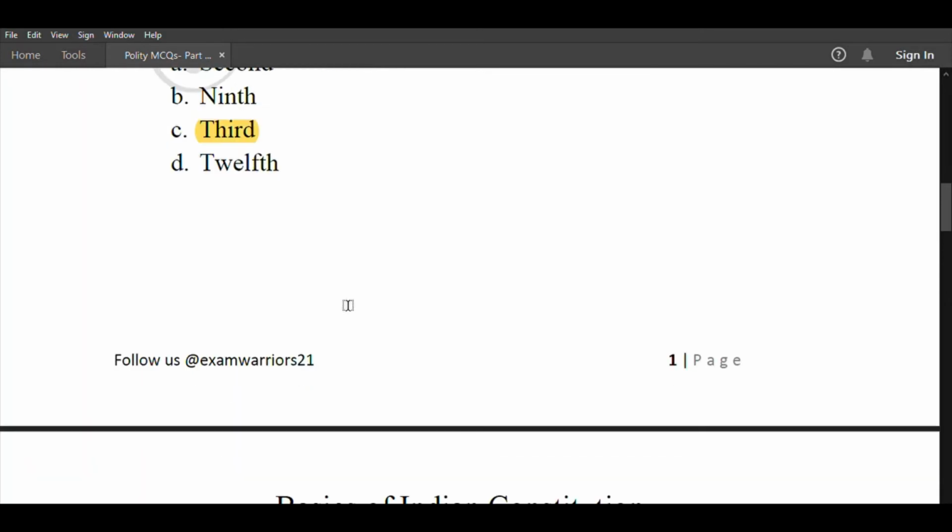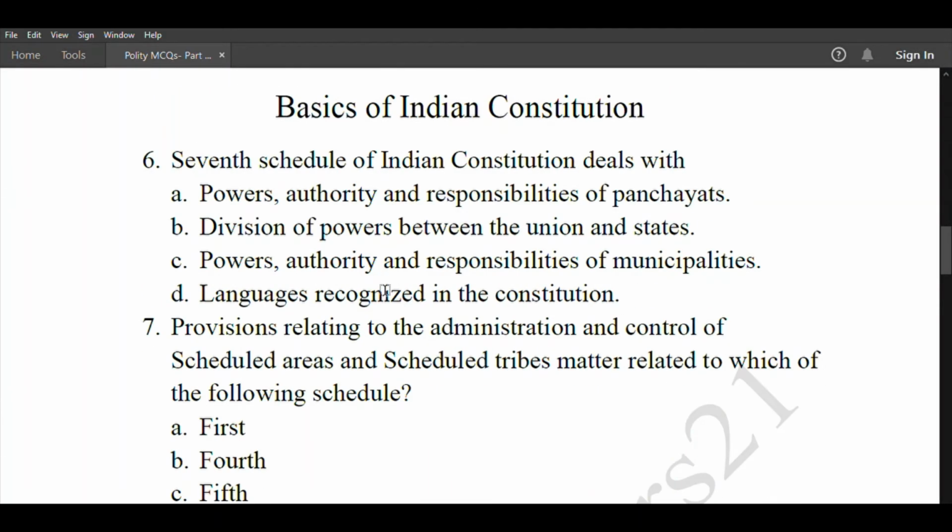And come to the next question. The sixth one is: 7th schedule of Indian Constitution deals with A. Powers, authorities and responsibilities of panchayats. B. Division of powers between the union and states. C. Powers, authority and responsibilities of municipalities. D. Languages recognized in the Constitution. Here the answer is B. Division of powers between union and states.